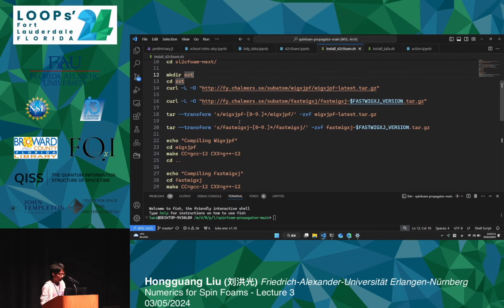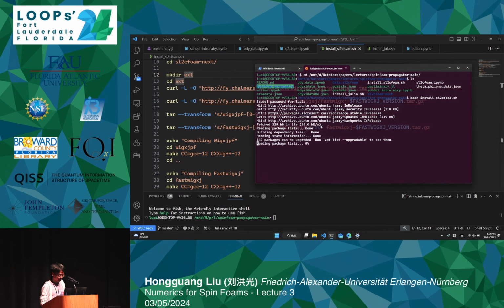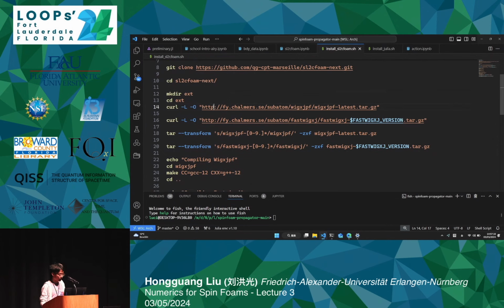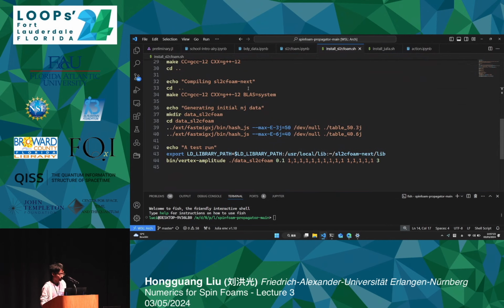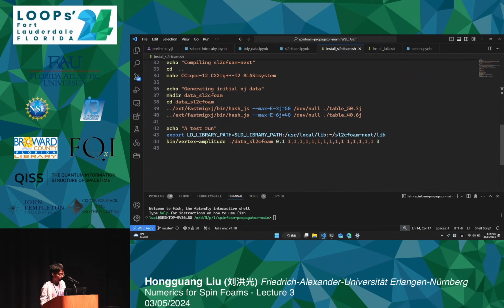It will compile all the things it needs, download some other packages which it compiles first, and then compile the final SL2Cfoam, and do the initialization. And then there is also a test run. This is basically the vertex amplitude, the transition amplitude for the 10 spins, with spin 1/2. This is two times the spin, and the intertwiners also take 1. But it's a test run. If no error appears, you are done.